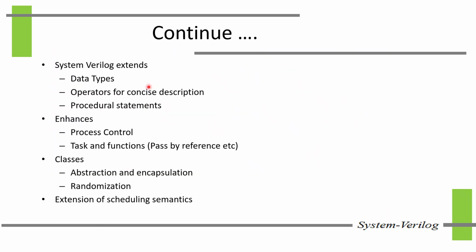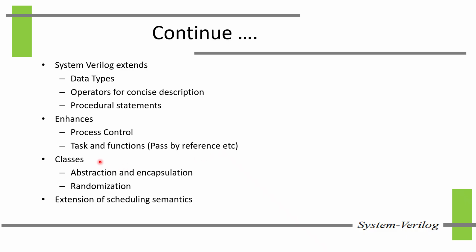So let's go through some of the SystemVerilog features. Firstly, it extends the data types. We will come to data types later when we discuss them in detail. Then it adds more operators for concise description. Then it adds more procedural statements like final blocks. SystemVerilog enhances process control. Then tasks and functions also got improved. You can use the pass by reference feature, which was not there in Verilog.